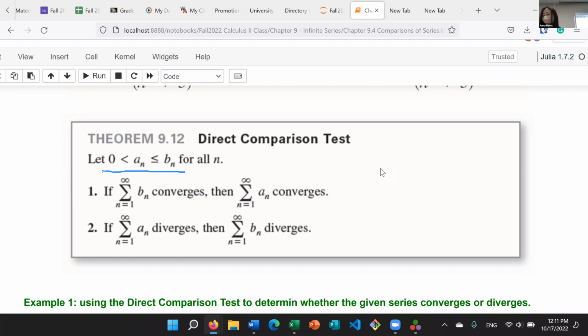It says if B sub n is the bigger one and the bigger one converges, what can you say about the smaller one? The smaller one also converges. Now the opposite order: if A sub n is the smaller one and the smaller one diverges, what can you say about B sub n? It also diverges. In other words, it changes.